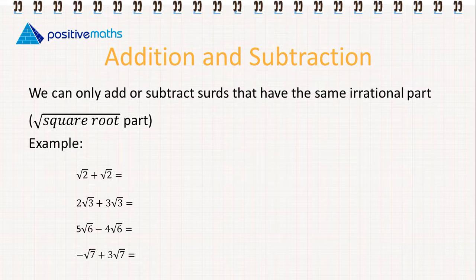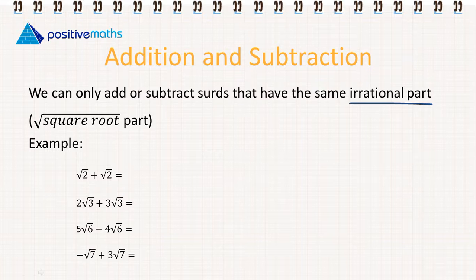Let's discuss addition and subtraction. We can only add or subtract surds that have the same irrational part, or the same square root part. So the rules for addition and subtraction are very similar to the rules for addition and subtraction in algebra. So we can only add like terms.